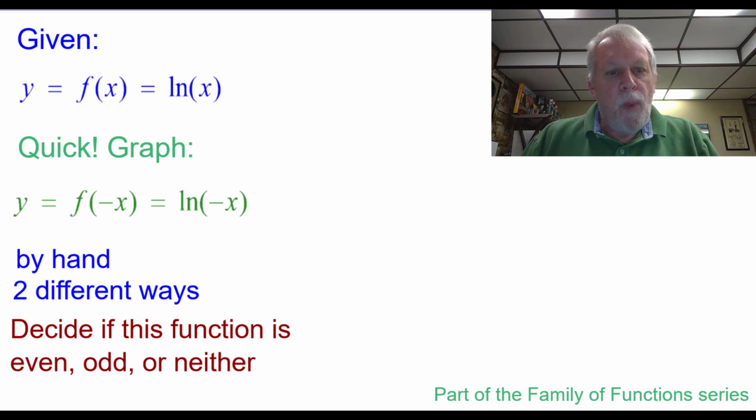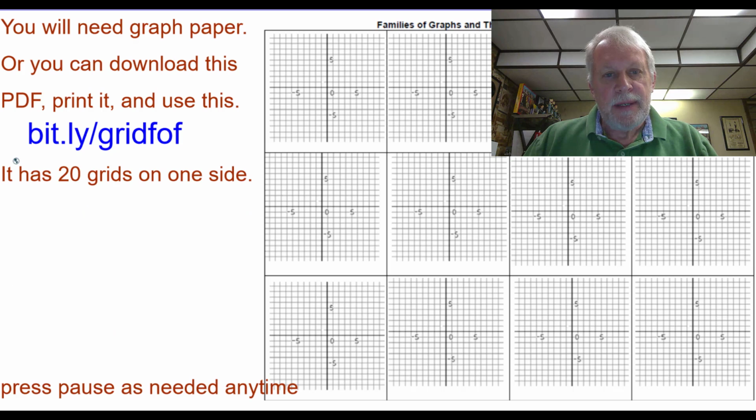Quick, graph y equals the natural log of the opposite of x by hand 2 different ways, and decide if the natural log function is even, odd, or neither. This is part of the Family of Functions series. You will need graph paper or download this PDF and print it, and press pause as needed anytime during this video.